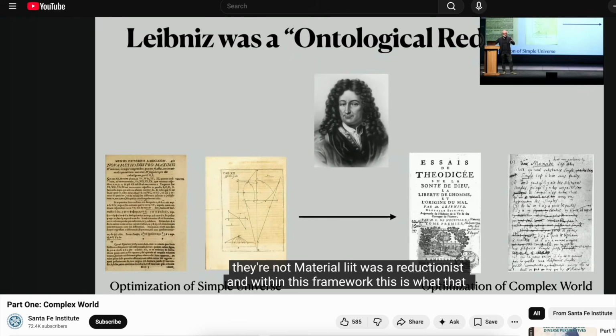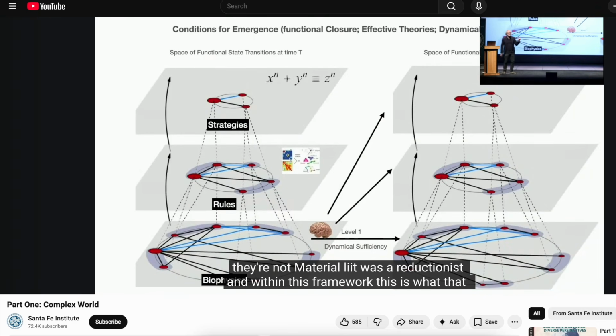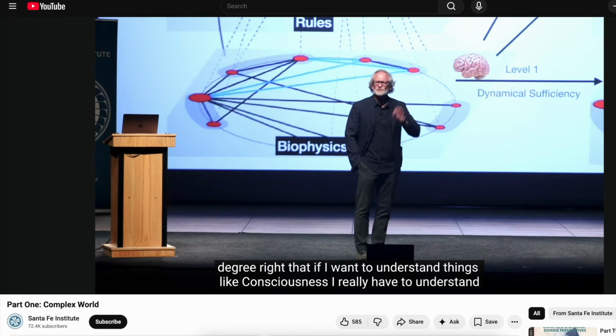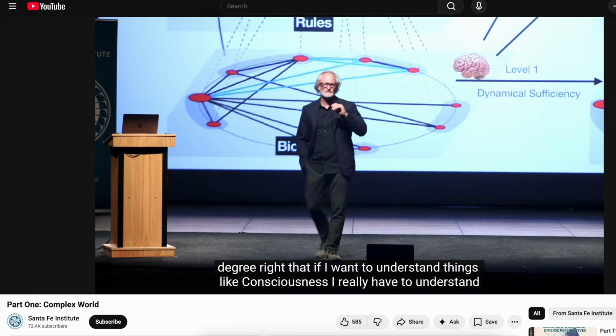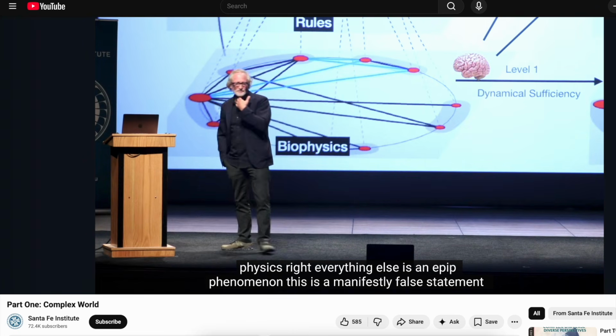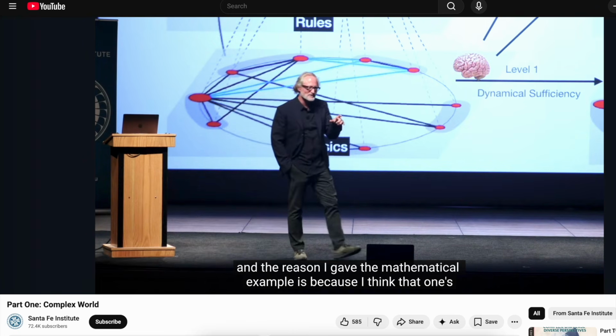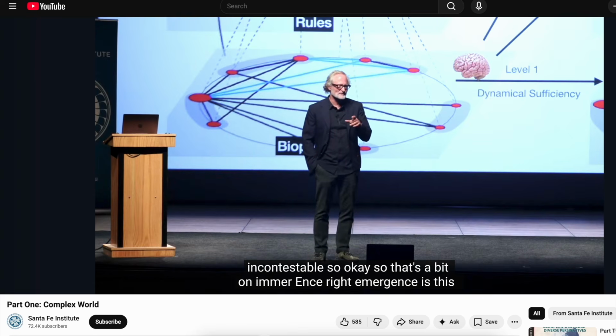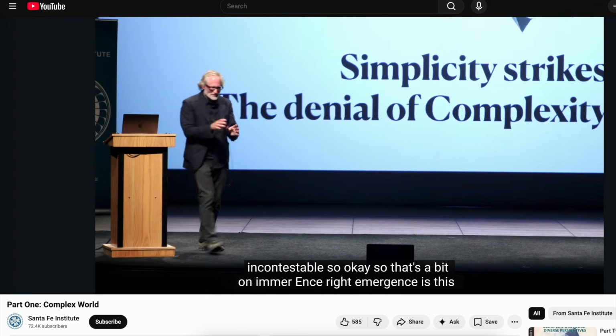Leibniz was a reductionist, and within this framework, this is what that means. It means to understand the temporal evolution of every level, every hierarchy of phenomena, the only real way to understand their evolution is to look at the most reduced level. If I want to understand things like consciousness, I really have to understand physics. Everything else is an epiphenomenon. This is a manifestly false statement, and the reason I gave the mathematical example is because I think that one's incontestable. So that's a bit on emergence, right?